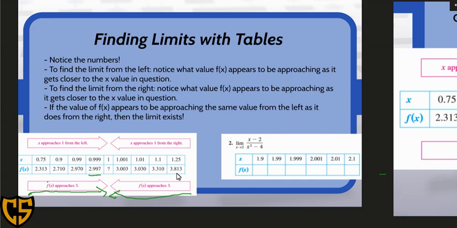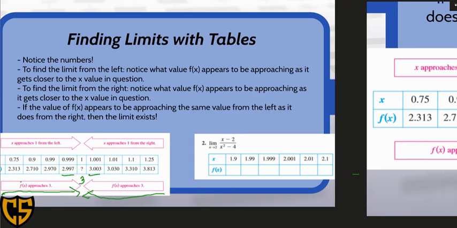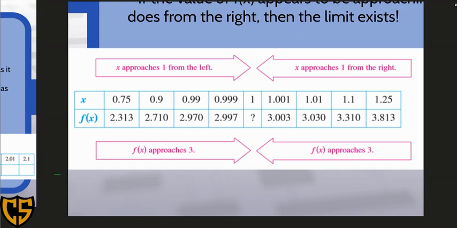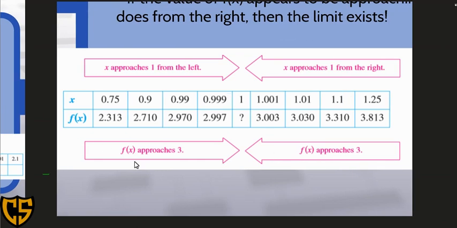So from the right, we have the values 1.001, which is approaching the answer 3.003. If we look at this, our table of values is approaching a certain number, which is 3. So our limit is 3, and therefore the limit exists. Now, this is a clearer look at our table of values. Take note that our limit there is 3, approaching the value positive 3.